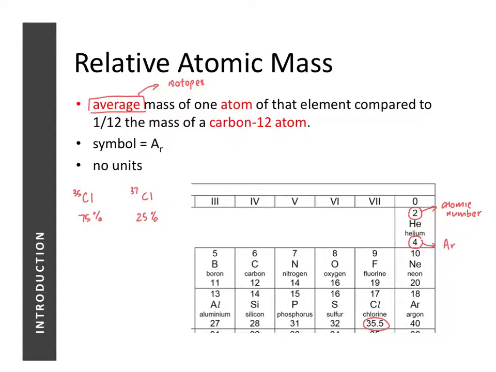So to get the average mass, we need to multiply the mass number by the relative abundance for that particular isotope, and then we simply sum up for all your isotopes. That explains why chlorine has a non-integer relative atomic mass.